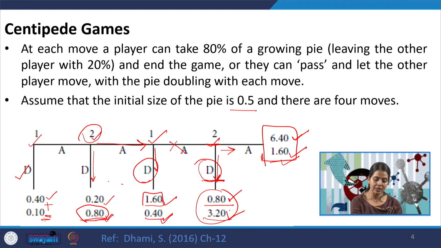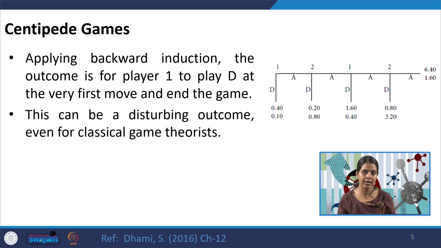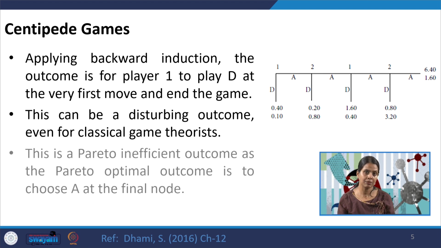Going in this fashion, the unique Nash equilibrium of this game is to play down in the very first move. So, applying backward induction, the outcome is for player 1 to play D at the very first move and end the game. This can be a disturbing outcome even for classical game theorists. This is a Pareto inefficient outcome, as the Pareto efficient outcome is to choose A at the final nodes.